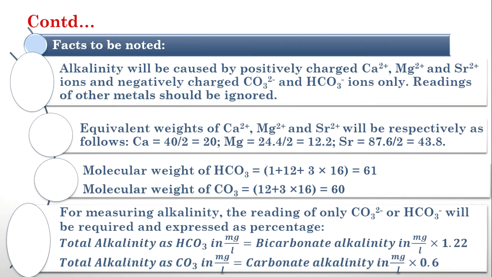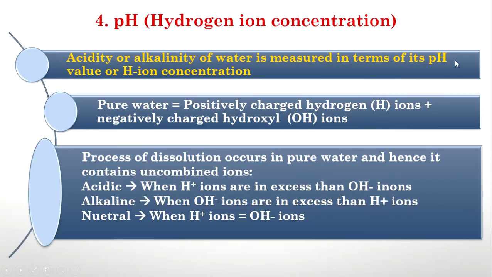We will move on to the next parameter, that is pH, or otherwise it can be said to be the hydrogen ion concentration. It shows whether the water is acidic or alkaline. Actually our pure water consists of two types of ion. One is the positively charged hydrogen ion and the other one is the negatively charged hydroxyl ion. So two ions are there. So H plus and OH minus will give H2O. Normally it is in a combined state.